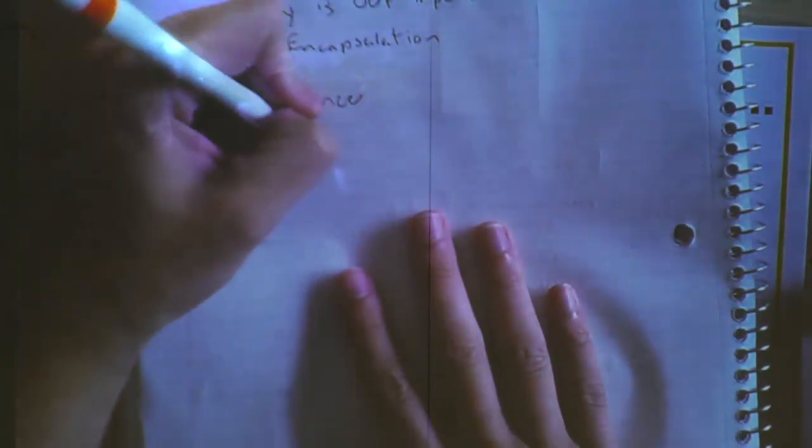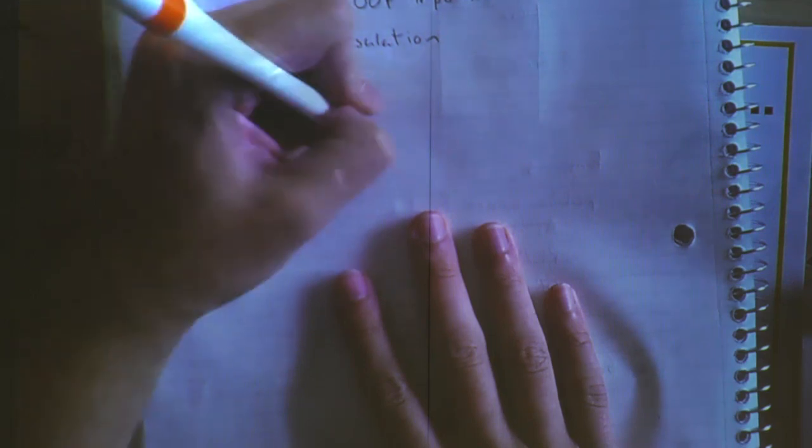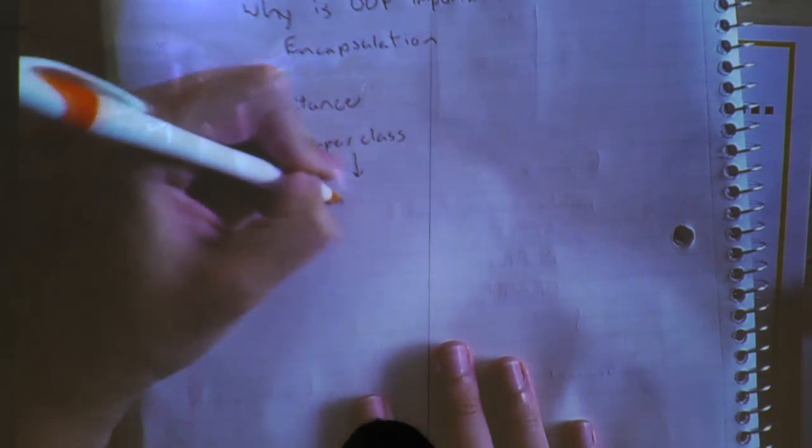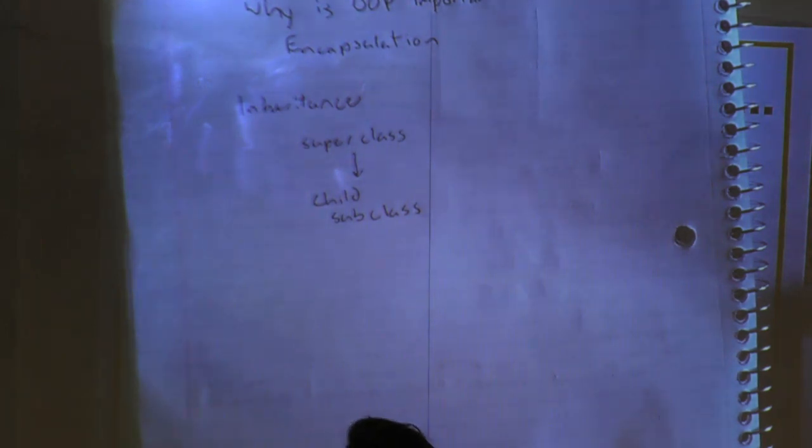So inheritance in Java means there are classes that are derived from existing classes. So normally you'll have a superclass, which I prefer to refer to as a parent class, and then you have derived from it a child or subclass. And the child class will inherit all of the data and methods from its parent.